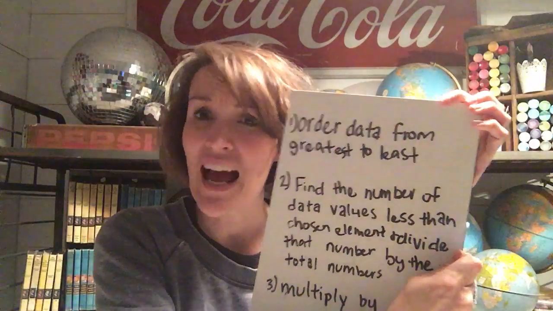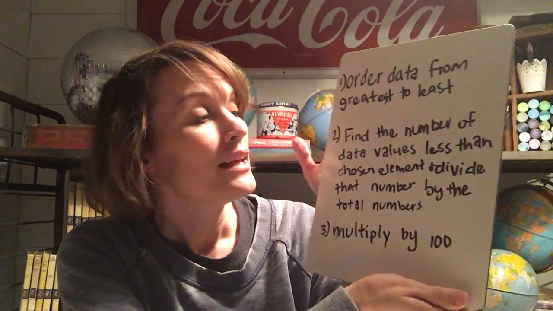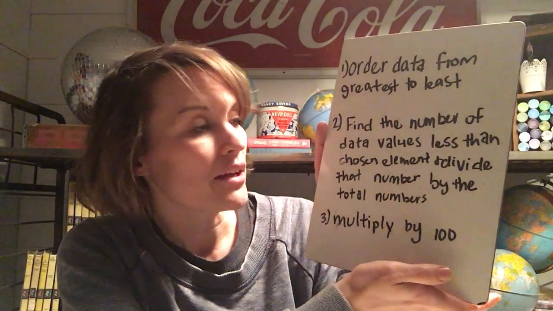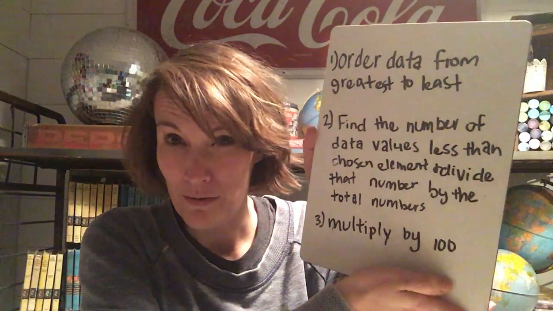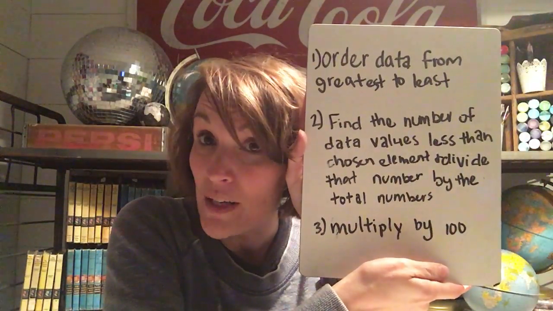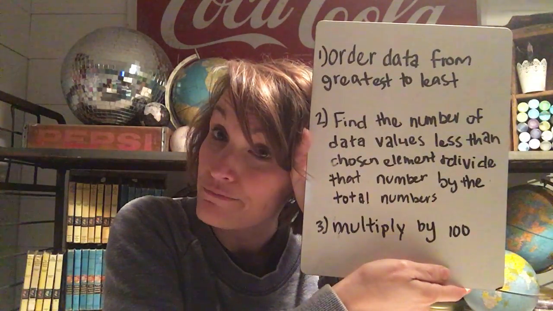So here's what you're going to do. You're going to order the data from greatest to least. Then you find the number of data values less than the chosen element and divide that number, the number of things that are below it, by the total number of data. And then multiply by 100. It's a little bit confusing, but if you want to screenshot it, you can.